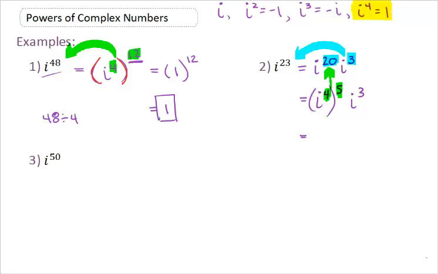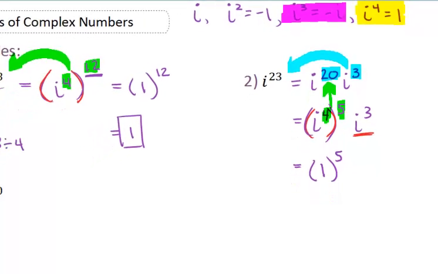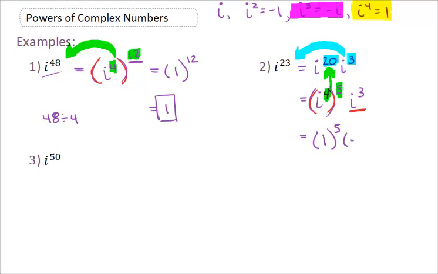Now, I can simplify what i to the fourth is, and I can simplify what i to the third is. i to the fourth is a positive 1, and that is to the 5th power. And i to the third, looking up top, simplifies as negative i. So simplifying these, 1 to the 5th power is 1 times my negative i, and 1 times negative i does give me a negative i. So i to the 23rd simplifies as negative i. And I knew that it should be an i because I had an odd exponent.